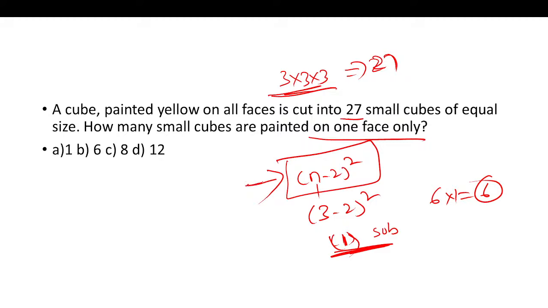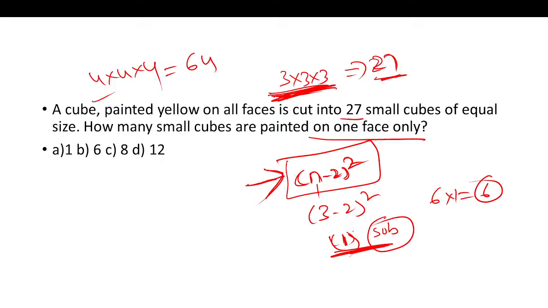One side painted formula: (n minus 2) whole square. N is nothing but the number of cuts. For 27 I have written 3 into 3 into 3. If 64 is given, you have to write 4 into 4 into 4, which is nothing but 4 cuts. Here it is 3 cuts, okay, so the n value is 3. One cube is there for every side, which is one side painted. Like that, 6 faces, 6 cubes.